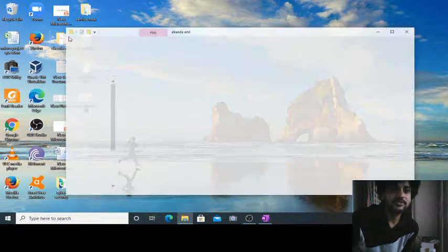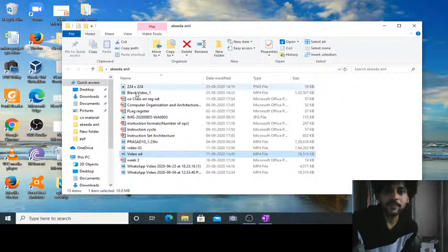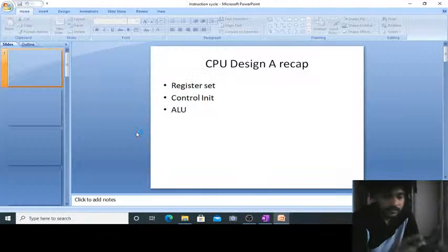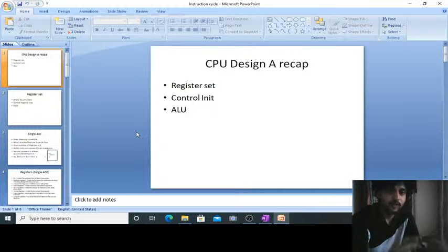Let us get into the details. The instruction cycle. Today's session, we are going to deal with two things. One is the instruction cycle and one more is the flag register.